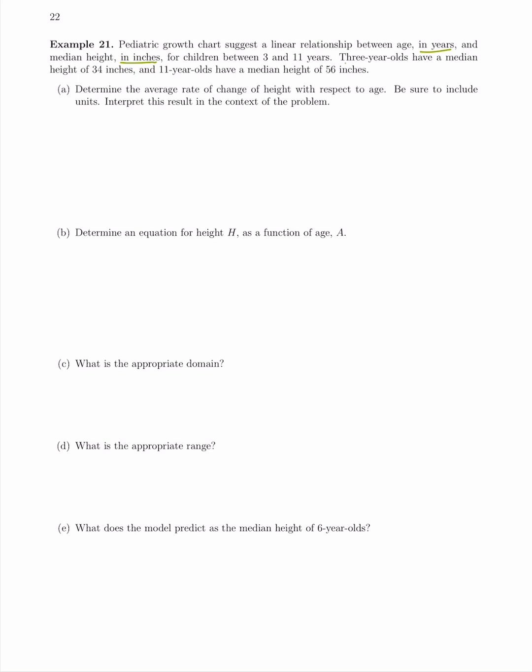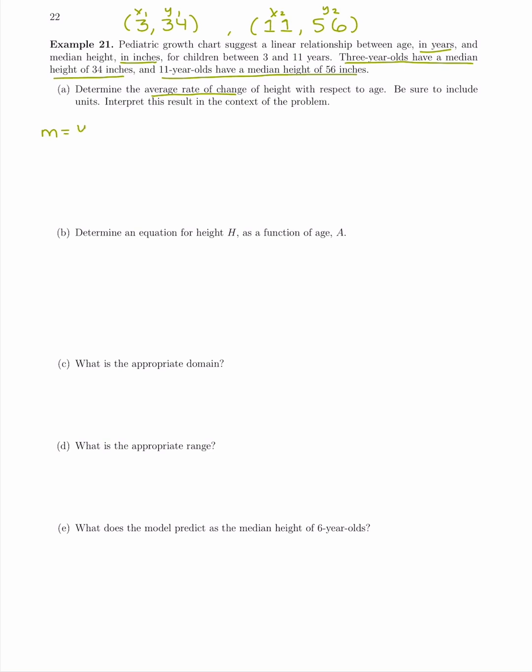So 3-year-olds have a median height of 34 inches. So there's one point. A 3-year-old is 34 inches tall, and an 11-year-old is 56 inches tall. So we could call these X1, Y1, and X2, Y2. We're going to determine the average rate of change for height with respect to age. We're going to include units and interpret in context of this problem.